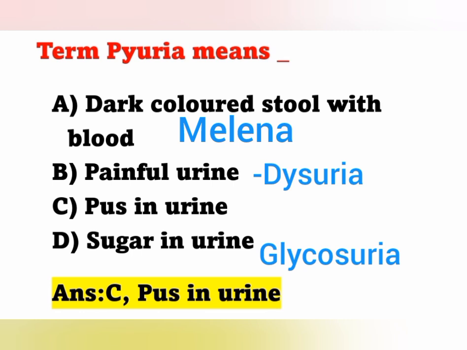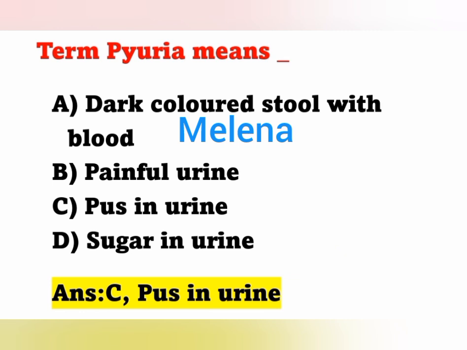Option B, painful urination, means dysuria. Option D, sugar in urine, means glycosuria. Pus in urine means pyuria. And the first option, dark colored stool with blood, blood tinged stool, is known as melena.